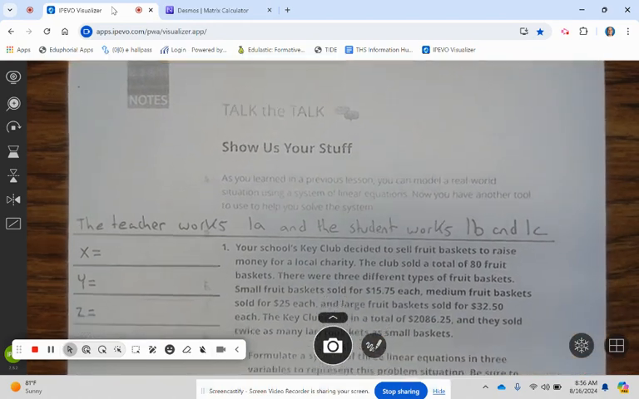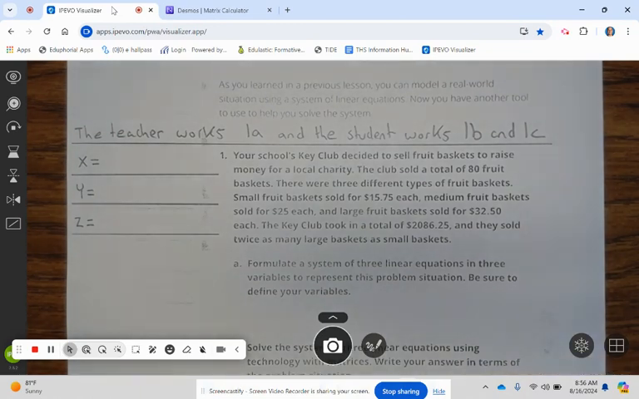Talk to talk. Show us your stuff. As you learned in a previous lesson, you can model a real-world situation using a system of linear equations. Now you should have another tool to use to help you solve the system. The teacher works 1A and the student works 1B and 1C.